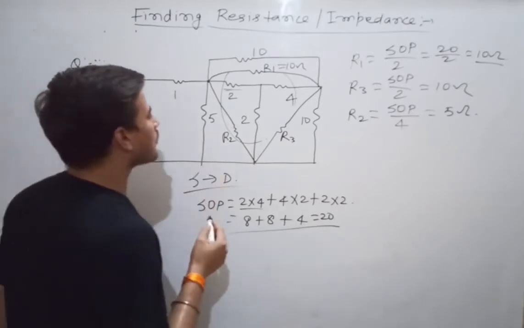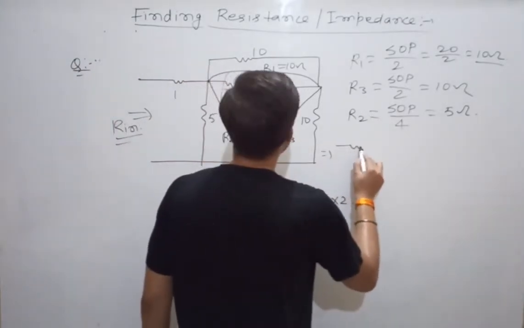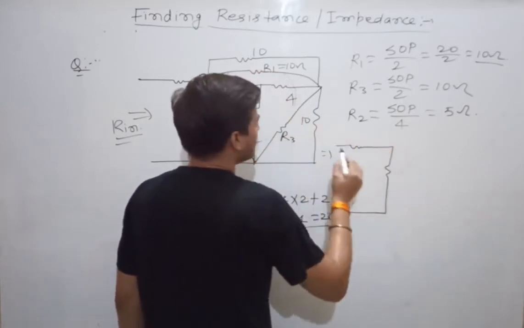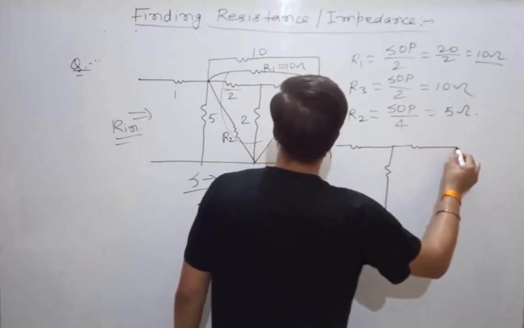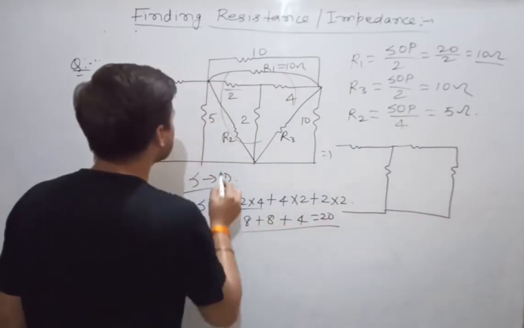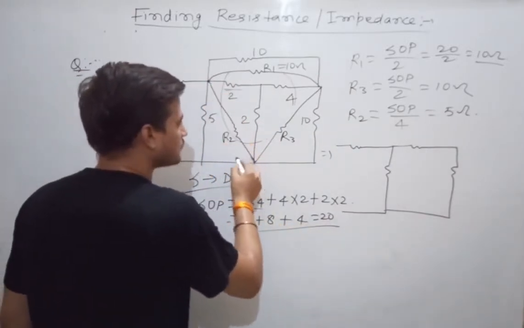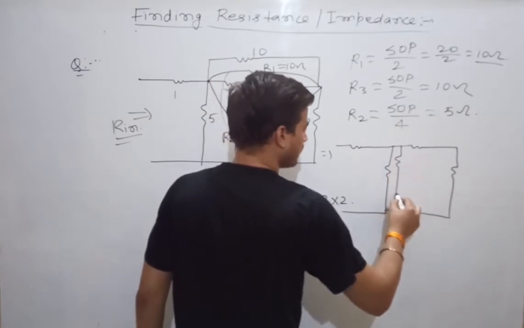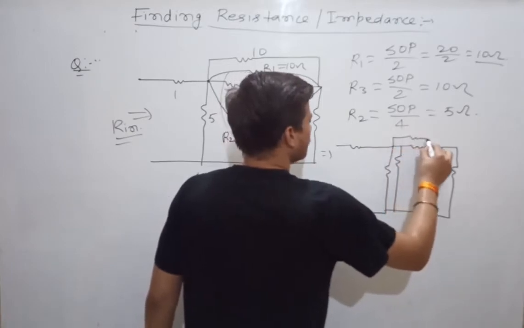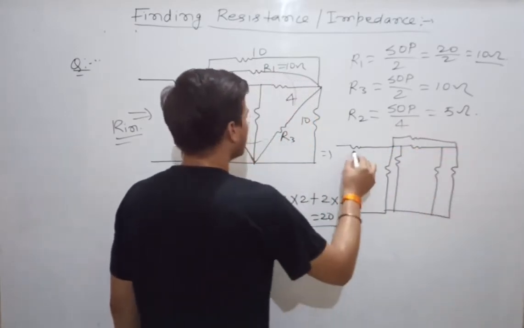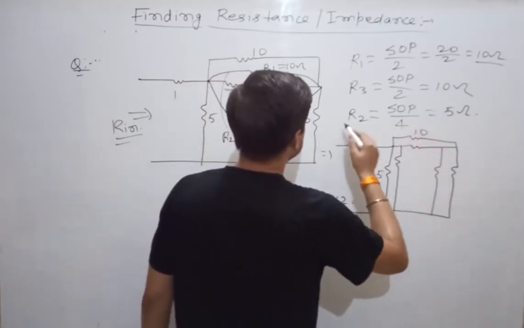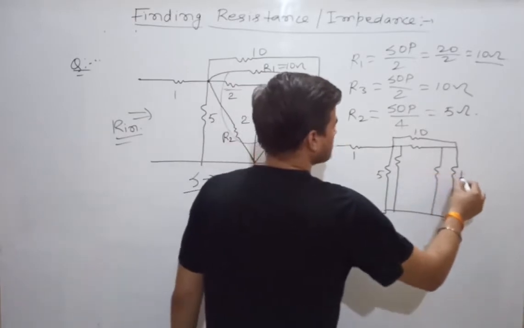So when we redraw, the circuit will be like this one. Now here it will be a delta connection instead of a star connection. Delta connection means this resistance is connected like this one. So we can also connect like this one, and here we are having one more resistance like this one, 1 ohm. This is 5 ohm. This is 10, this is also 10, this is also 10.